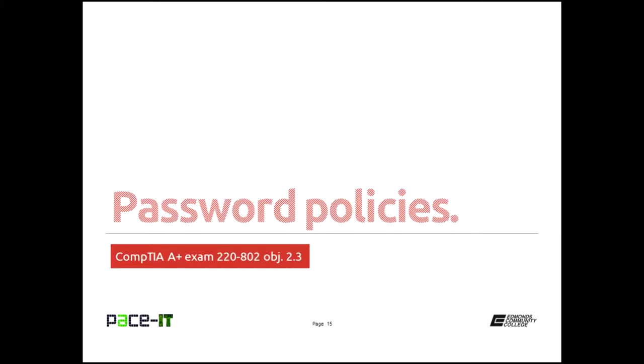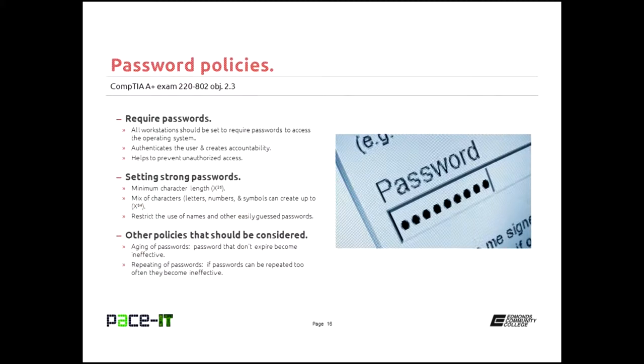And now we move on to Objective 2.3. And that's securing the workstation. And the first thing that we're going to talk about are password policies. So what's the first password policy that you should have? Your first password policy should be that passwords are required on all workstations in order to access the operating system. Passwords should be required on every system all the time.